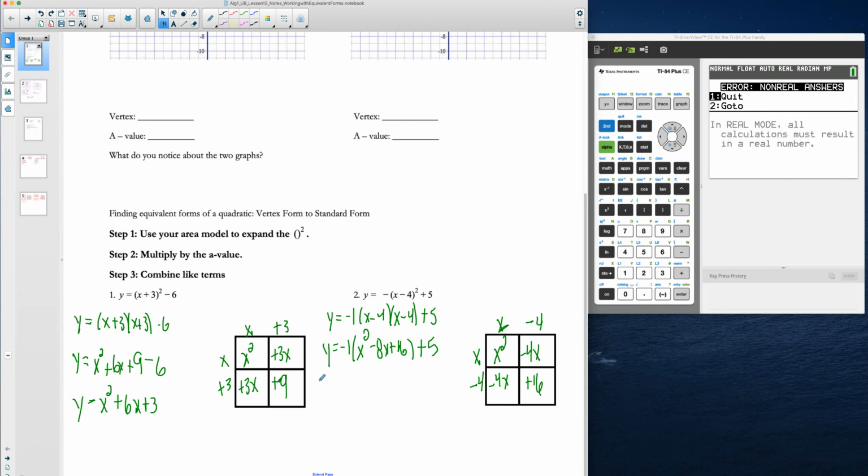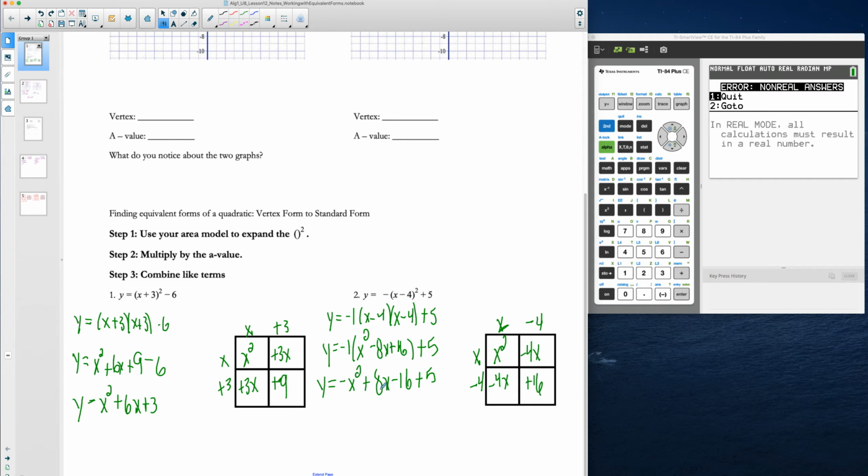So I have to distribute that negative 1 to all three terms inside of our parentheses. So negative 1 times x squared would be negative x squared. Negative 1 times negative 8 would be a positive 8x. And then negative 1 times 16 would be a negative 16. And then once again, we had to bring that plus 5 down on the outside.